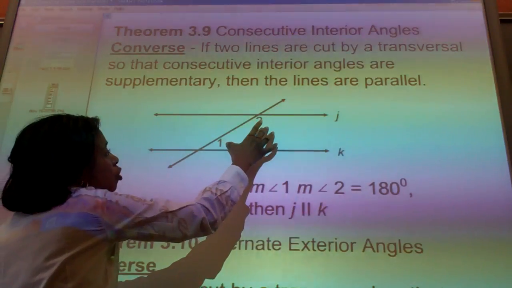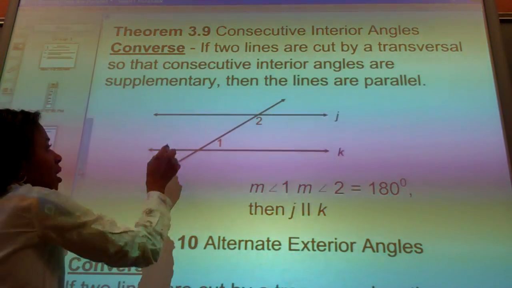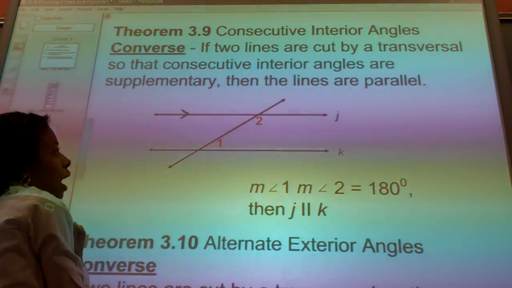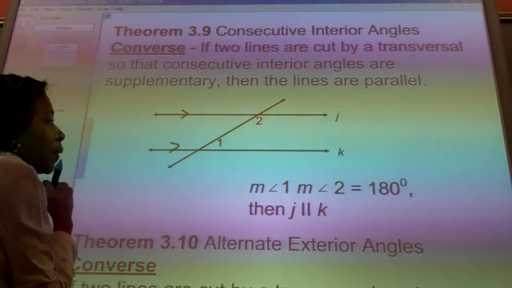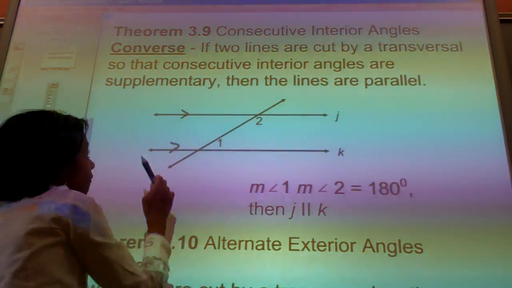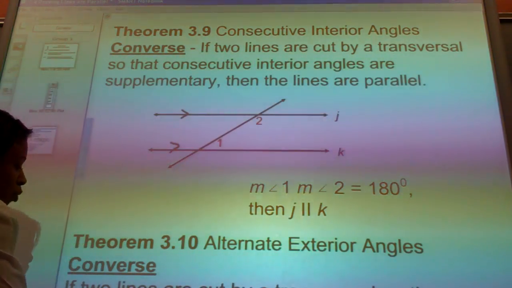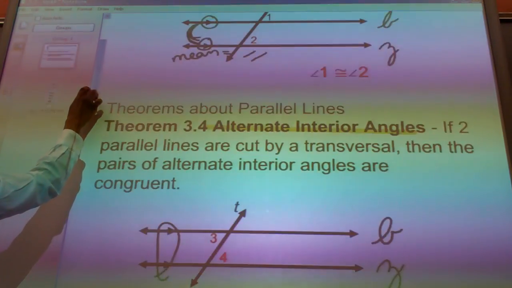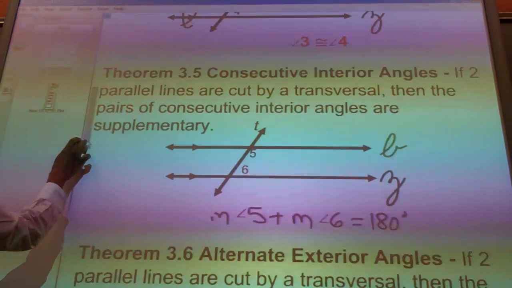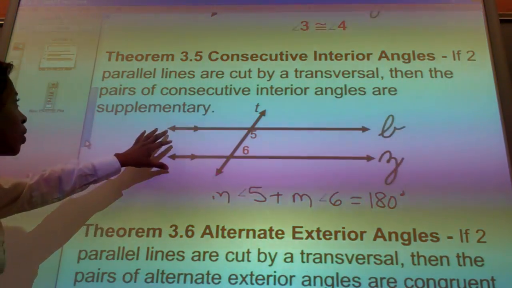Then if that's true, that means automatically that we can say line J is parallel to line K. Okay? And again, this is the converse to the consecutive angles theorem, which we learned back in 3-3. And if I flip back to our original 3-3, here's our consecutive angles. This was the original theorem we had.